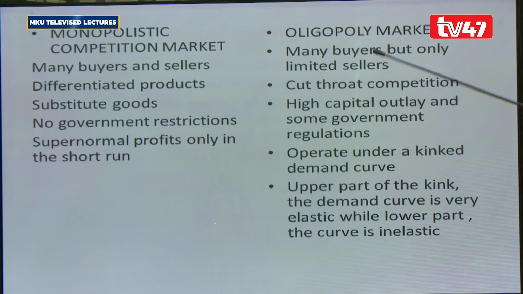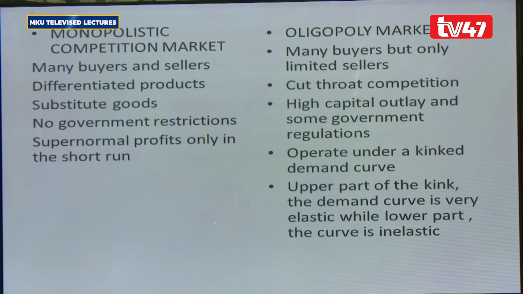I want to talk about the oligopoly market. The oligopoly market has the following features. For example, there are many buyers, but very limited sellers. A good example is the oil industry. We only have Kenol Kobil, we have Total Kenya, we have Shell. There are not so many. Because of that, they have what we call cutthroat competition in the market. To survive, they form what we call tacit collusions.